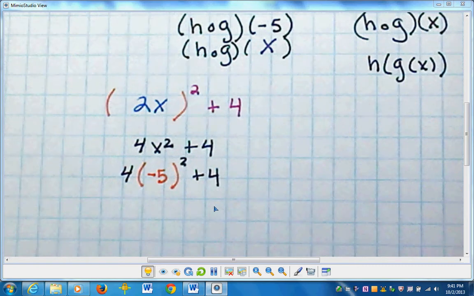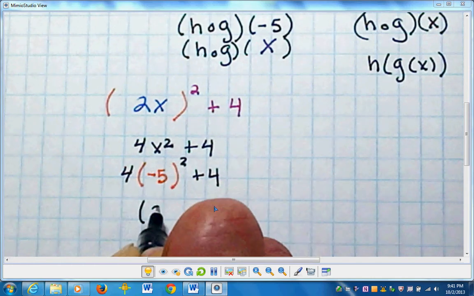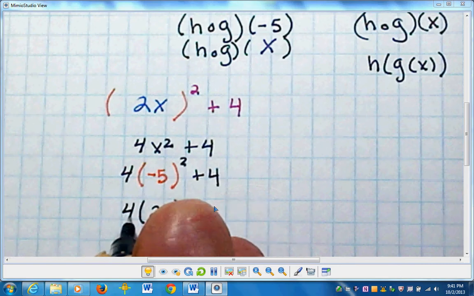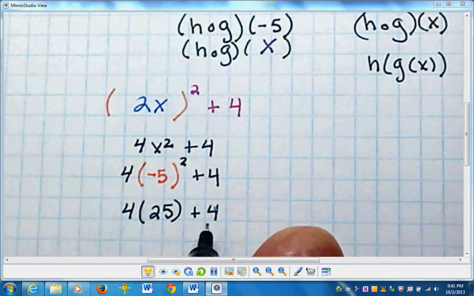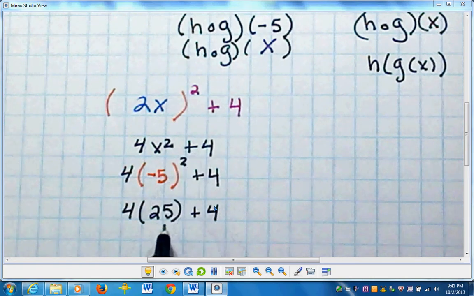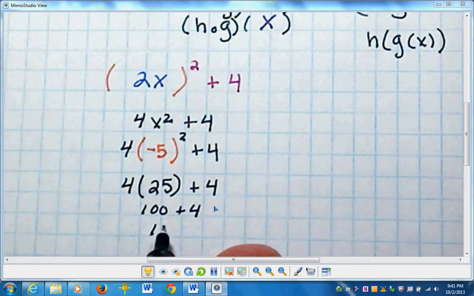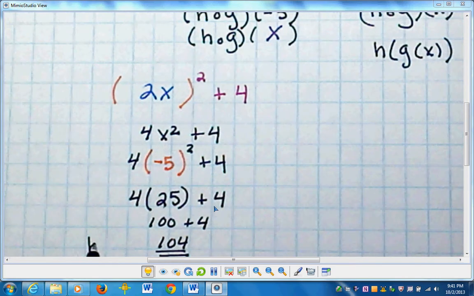So we have to remember PEMDAS. -5 is all squared, so that's the same as 25. And then I have that times 4 plus 4. So I did my exponent first. And then I have to multiply. 4 times 25 is 100 plus 4, and so then that gives me 104 is my answer. So h of g of -5 is equal to 104.